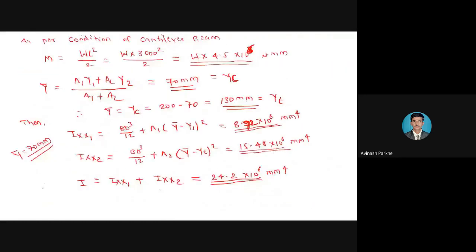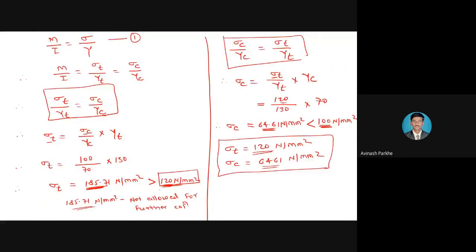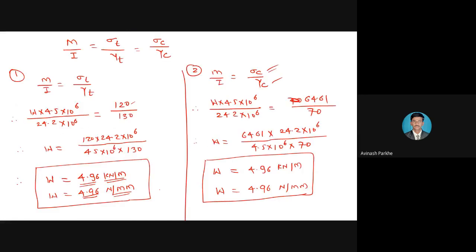Similarly, here we have done the same thing by using the two stresses. Again I have calculated the two stresses. From the given tensile and compressive, we again calculated two more tensile and compressive, but took the minimum of the two tensile, and similarly the minimum of the two compressive. And the minimum value we have taken for the further calculation, and then we have calculated the value of W, that is 4.96 kilonewton per meter.